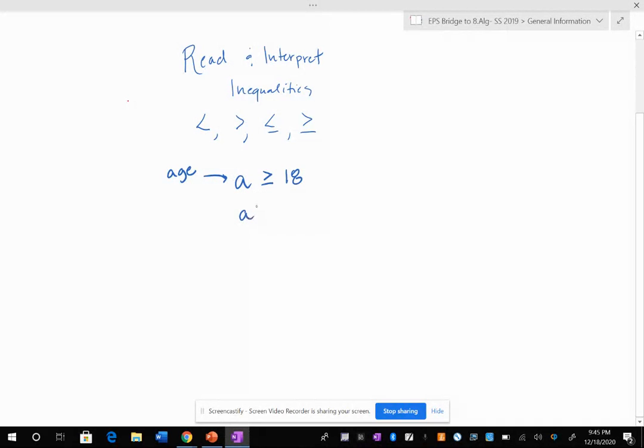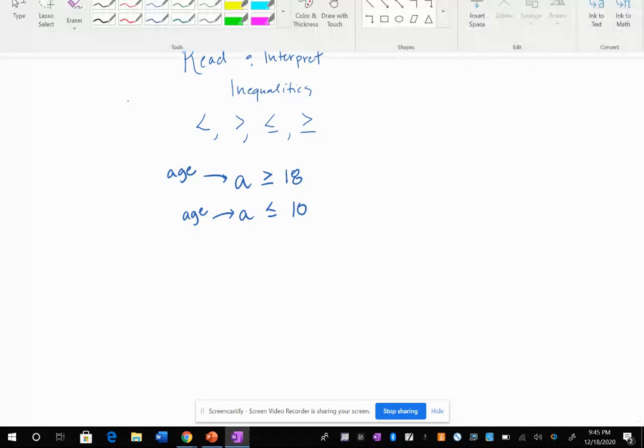Okay, similarly, if you had it like this, maybe a U10 soccer team, your age needs to be 10 or under. This is how it could be represented in an inequality. And so what would satisfy that? 10, 9, 8, 7, 6, right? All the numbers 10 or lower.